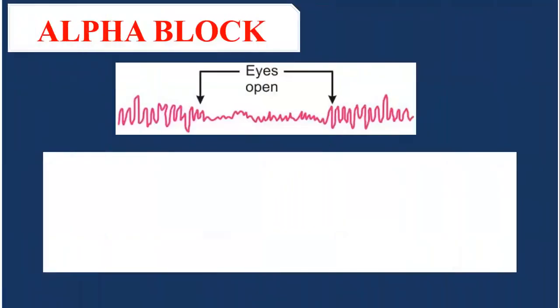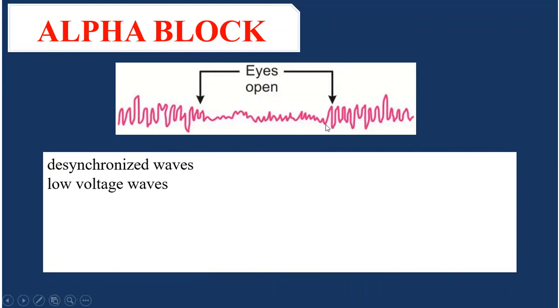The other is the alpha block, which is the opposite of the alpha rhythm or alpha waves. Alpha block is basically desynchronized waves. As you can see, these are irregular and variant waves. So how are the alpha waves basically obtained?